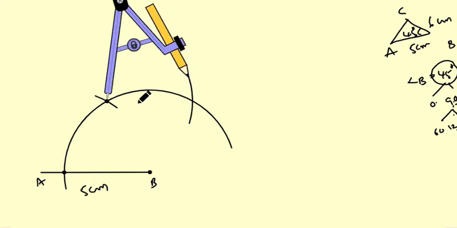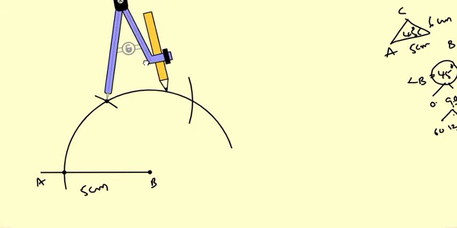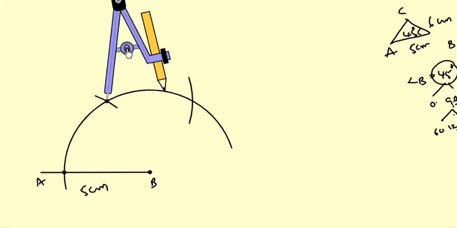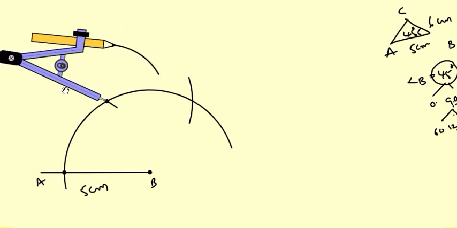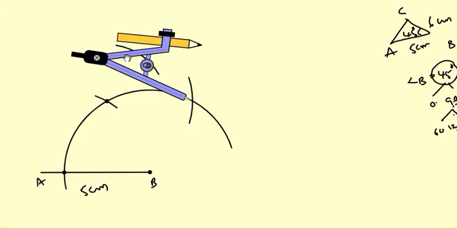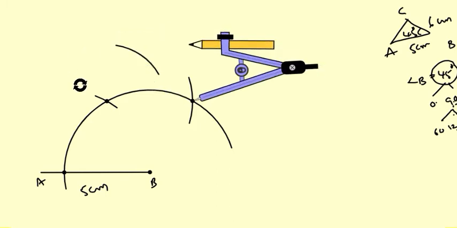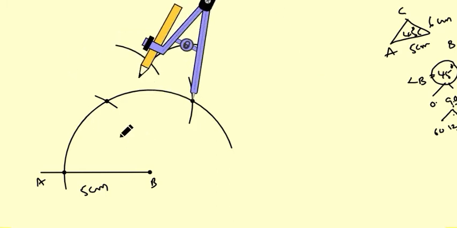Now how will you get 90 degrees? We are going to bisect the 60 to 120. For that, you should take the compass radius more than half of the 60 to 120. Now with 60 degrees as the center, draw an arc. Now with 120 as the center, draw another arc which cuts the previous arc at a point, 90 degrees.